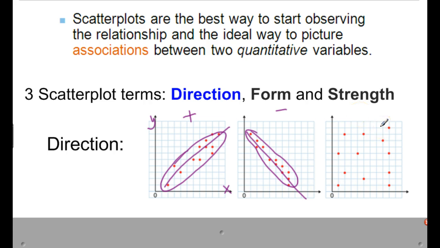This one seems to have a lot of scatter to it. That doesn't seem to be a clear direction. Typically we'd draw a line with a slope near zero and basically say this one doesn't have a direction. It has no pattern, no direction.